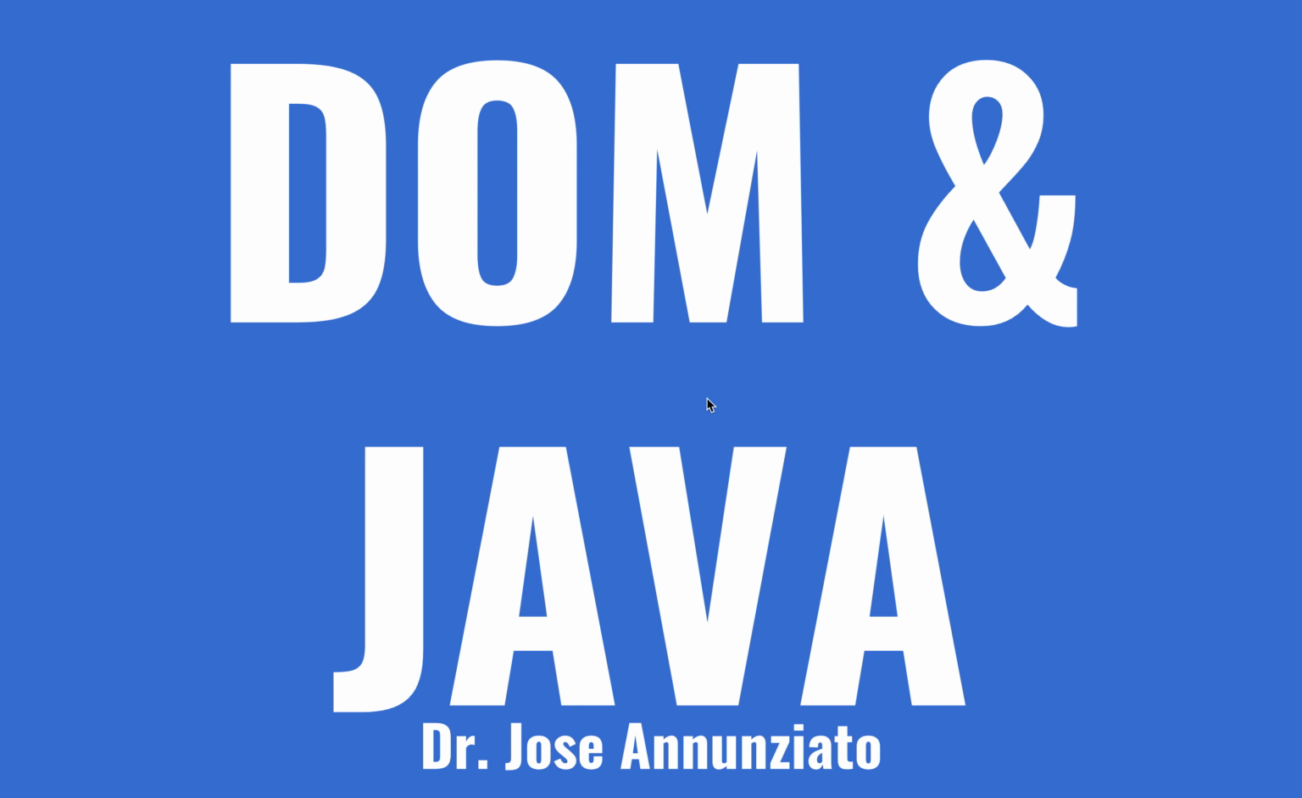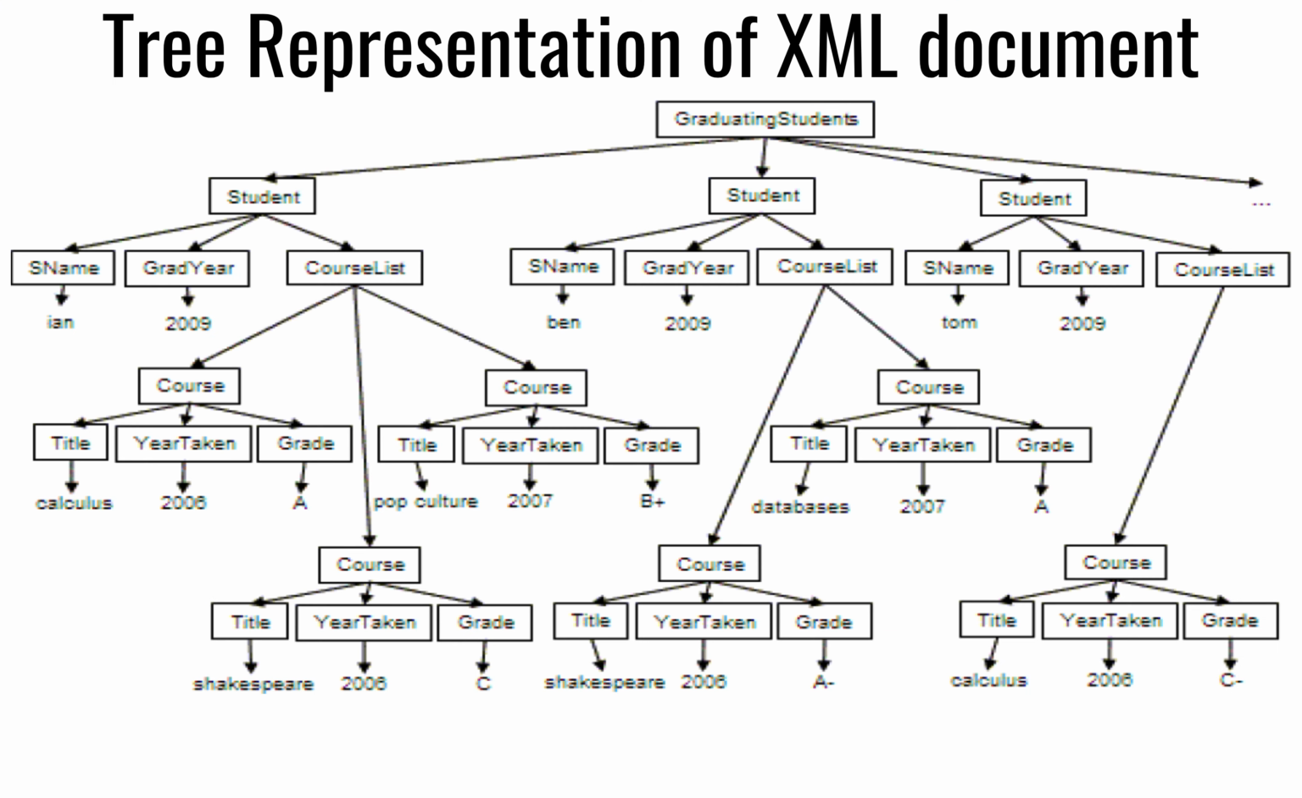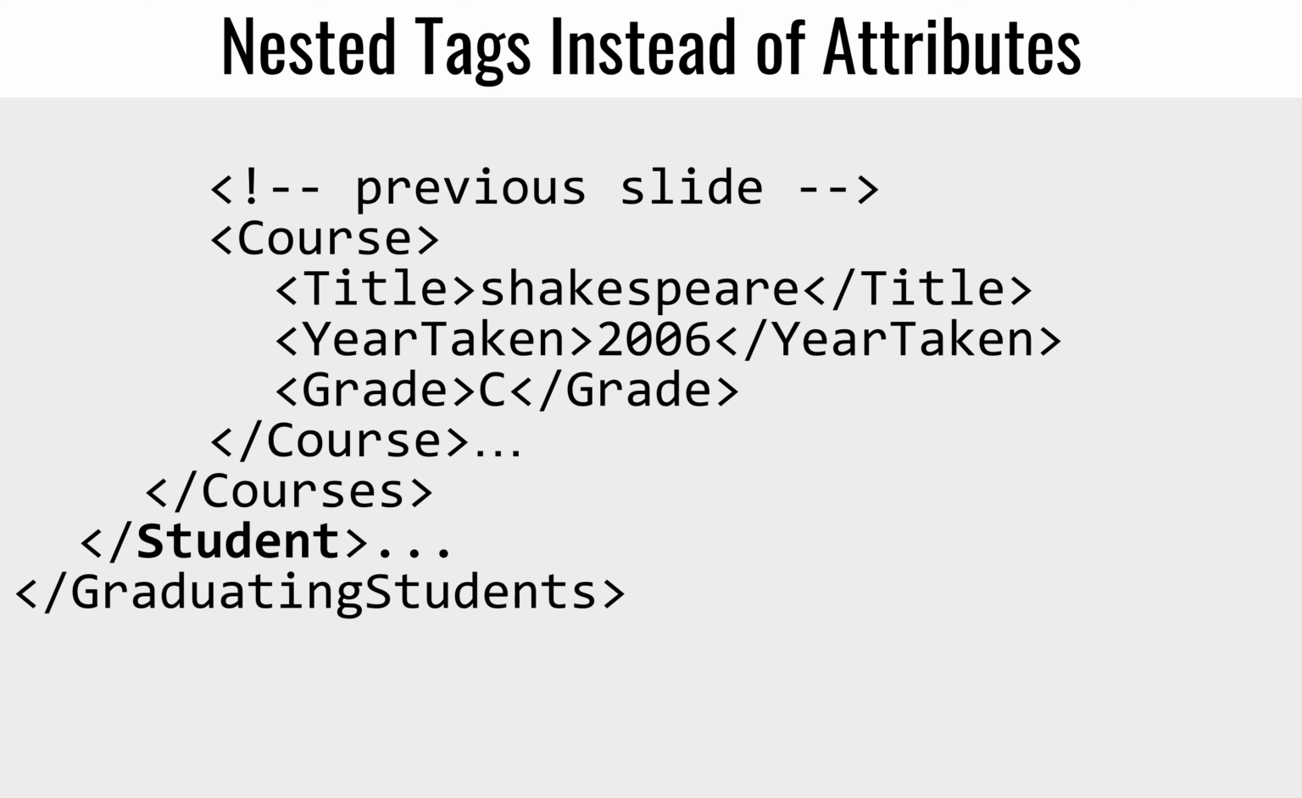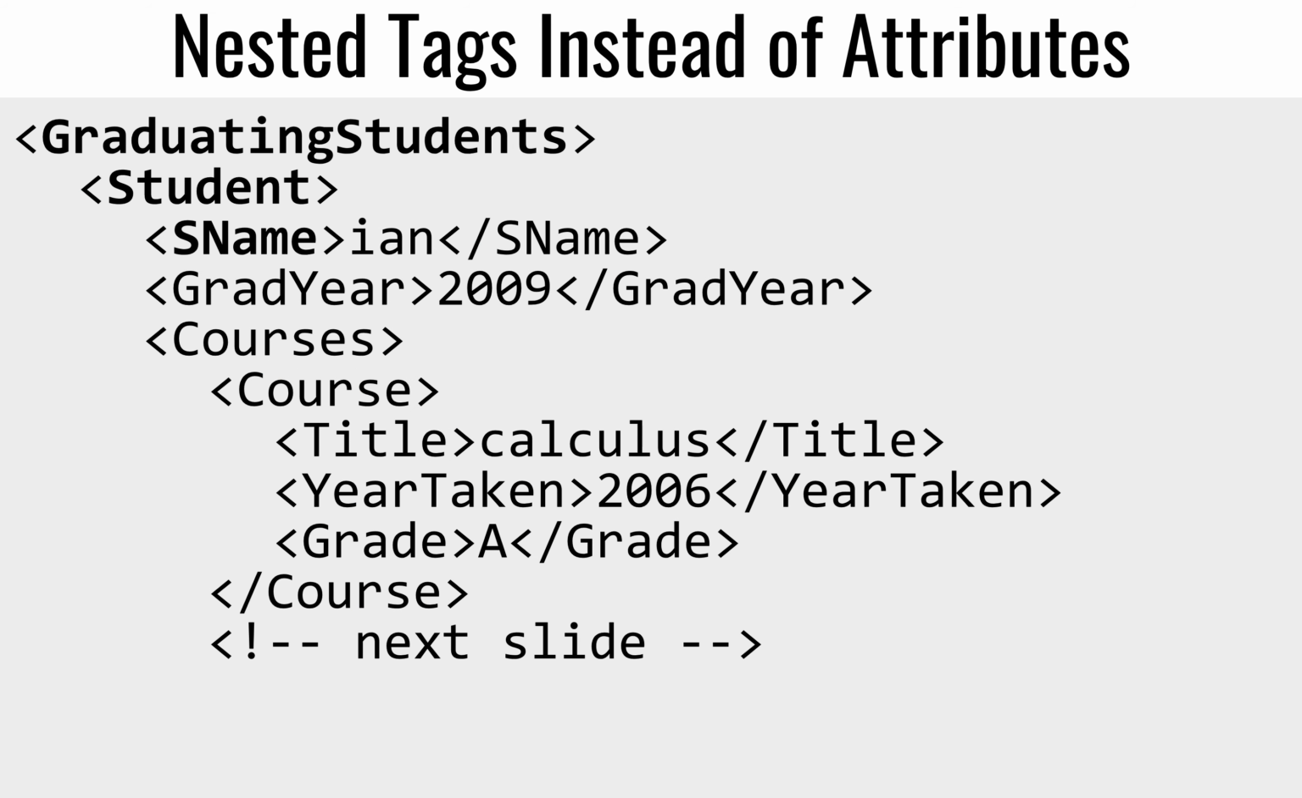All right, so let's take a look at how we interact with XML documents, in particular using the Java programming language. Now, this hierarchy of elements is also referred to as the DOM, or the Document Object Model. Meaning, at some point, some program is going to have to read this ASCII text file and then convert it into some in-memory representation of that XML document.